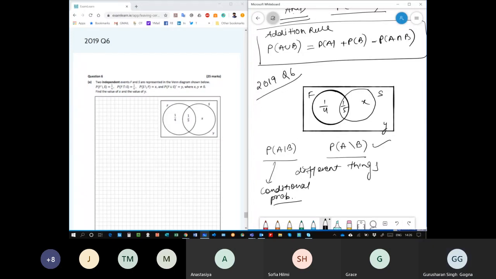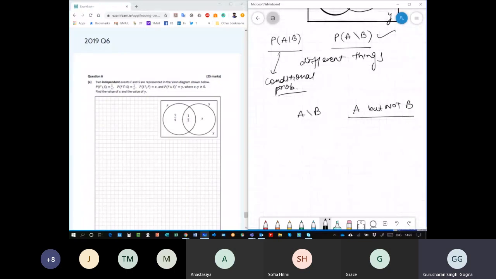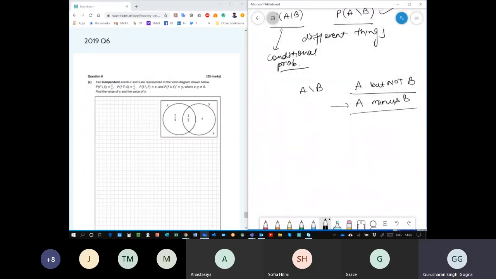No. Recall your concept of set theory. What does A slash B mean? In simple words, A slash B means A but not B. Or you can also say A minus B. That's the simplest way of doing that.